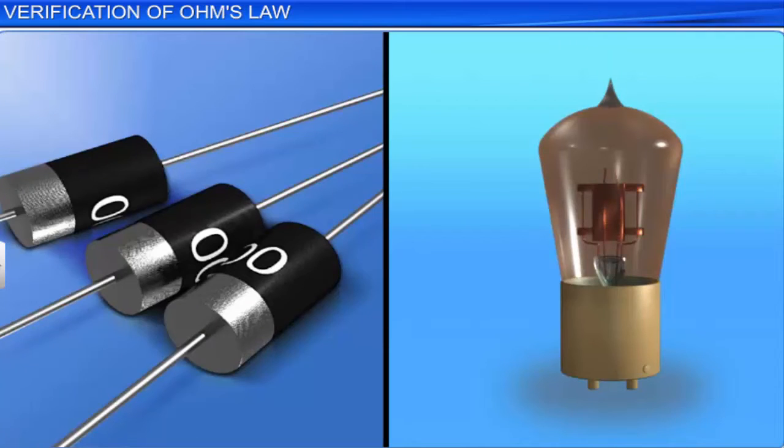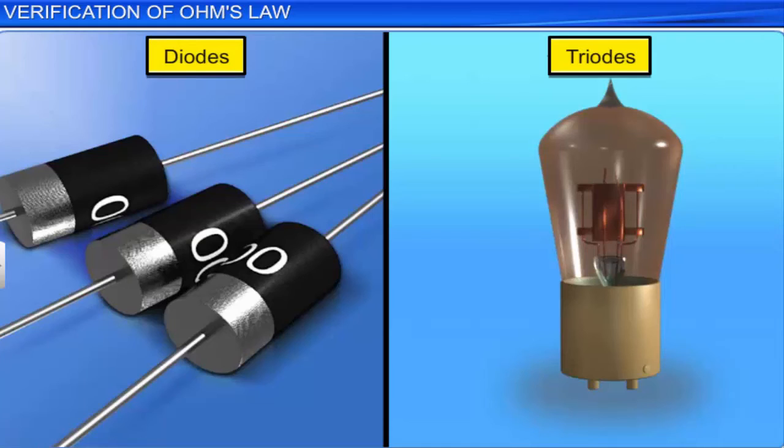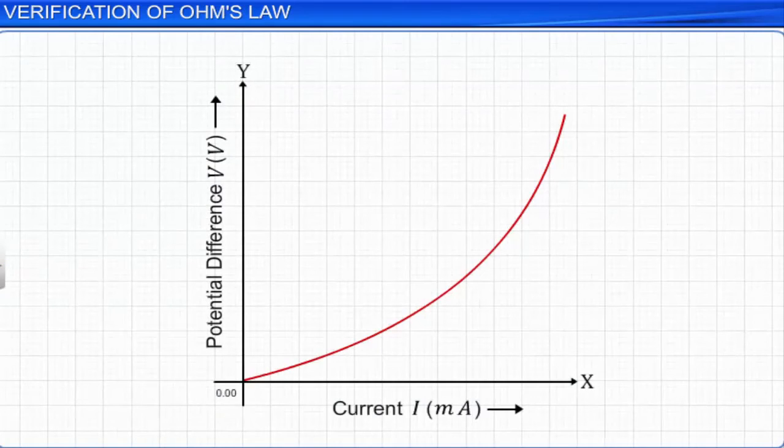Conductors that do not obey Ohm's law are called non-ohmic conductors or non-linear resistors. Diodes and triodes are the best examples for non-ohmic conductors. For all non-ohmic conductors, the VI graph is a curve instead of a straight line. This indicates that resistance R of a non-ohmic conductor varies for different values of V or I values.